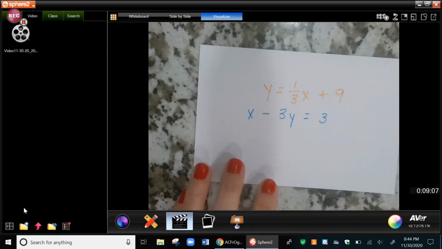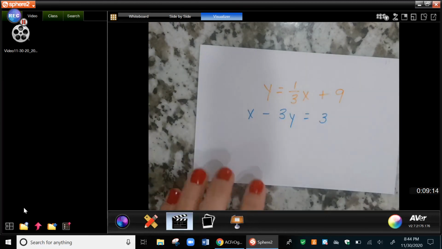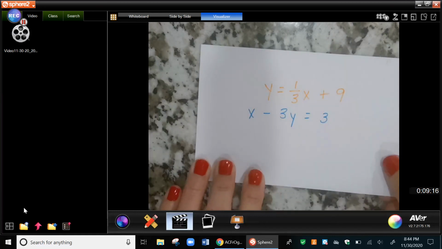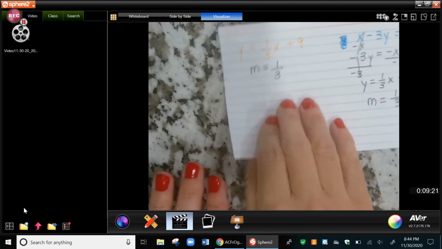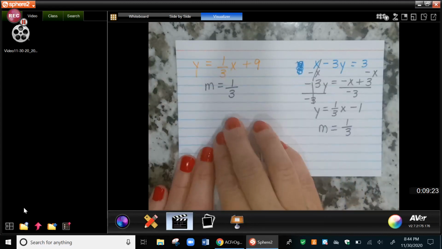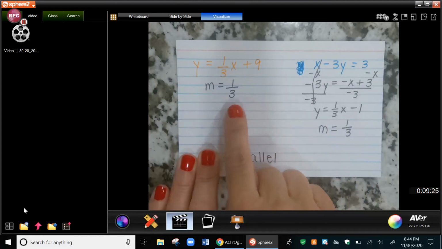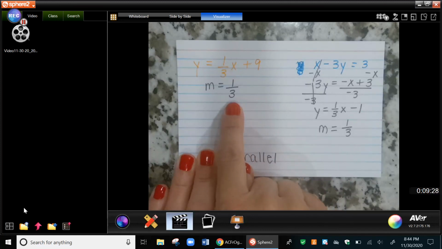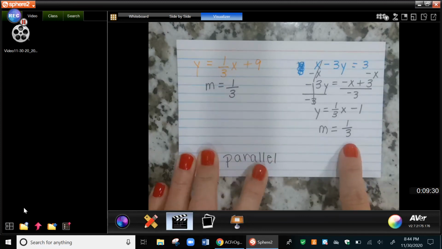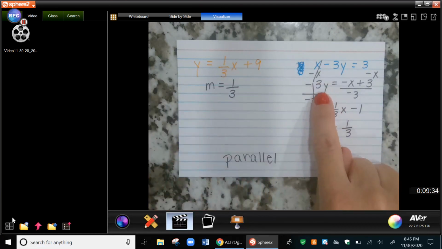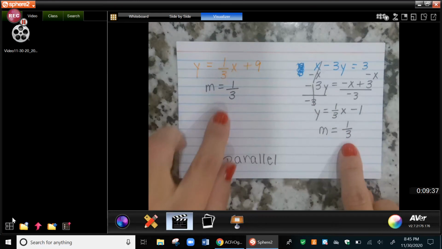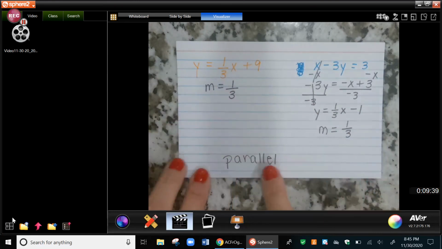Y equals 1/3 x plus 9. X minus 3y equals 3. Are they parallel lines, perpendicular lines, or neither? I'm going to fast forward. I'm almost out of time, guys. M equals 1/3. Subtract the x, divide by negative 3, and we get that the slope is positive 1/3. So those lines are parallel.